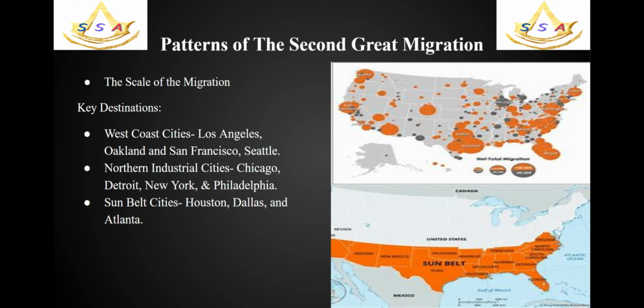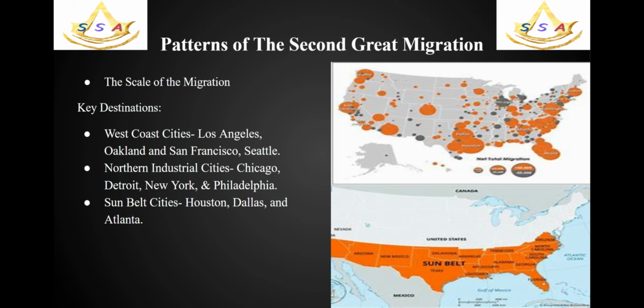For Los Angeles, the Black population grew from 63,774 in 1940 to over 350,000 by 1970. In Oakland and San Francisco, the Bay Area shipbuilding industry attracted Black workers, creating thriving Black neighborhoods. And in Seattle, the city saw a significant increase in its Black population due to employment opportunities at Boeing and naval shipyards.